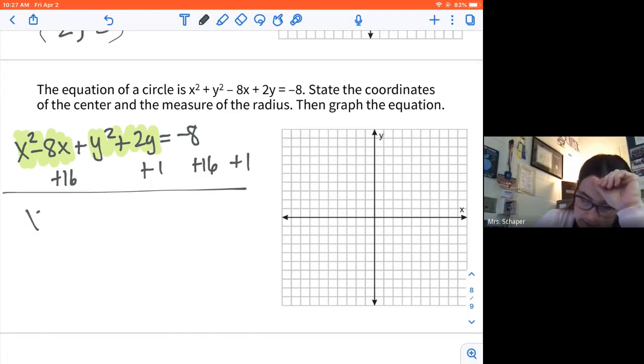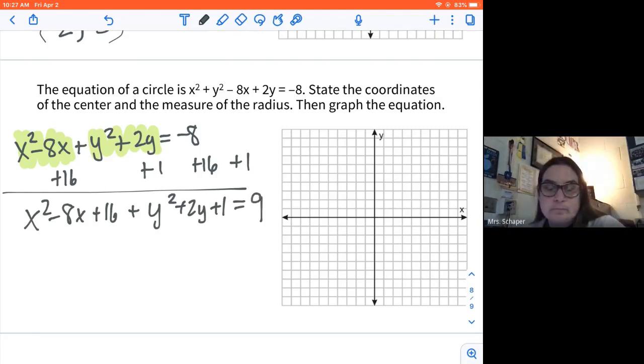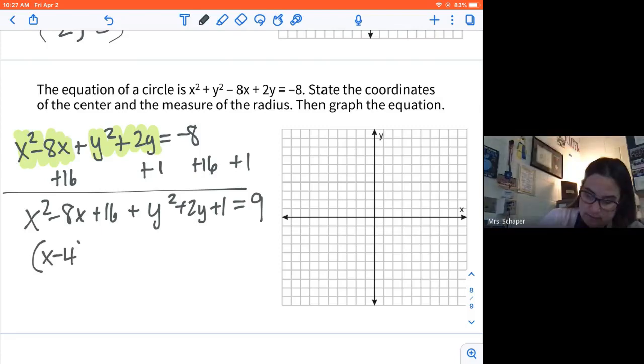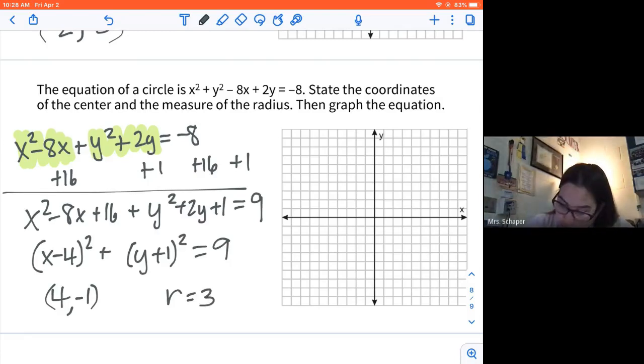So when I look at this, I have x squared minus 8x plus 16 plus y squared plus 2y plus 1, and that equals 9. Now I'm able to take the x squared minus 8x plus 16 and build it into 2 parts. And it gives me 9. And so my ordered pair for the center is 4, -1 with a radius of 3. So 4, -1 and a radius of 3.